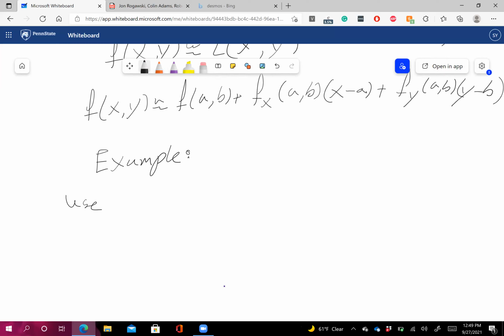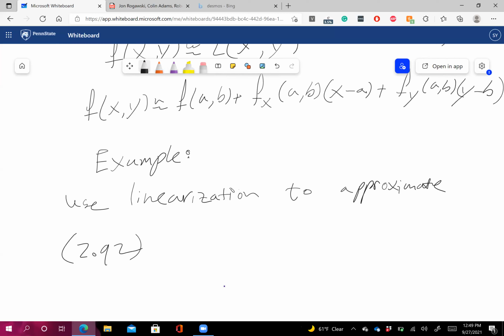So use linearization to approximate the value of 2.92 squared times the square root of 4.08.